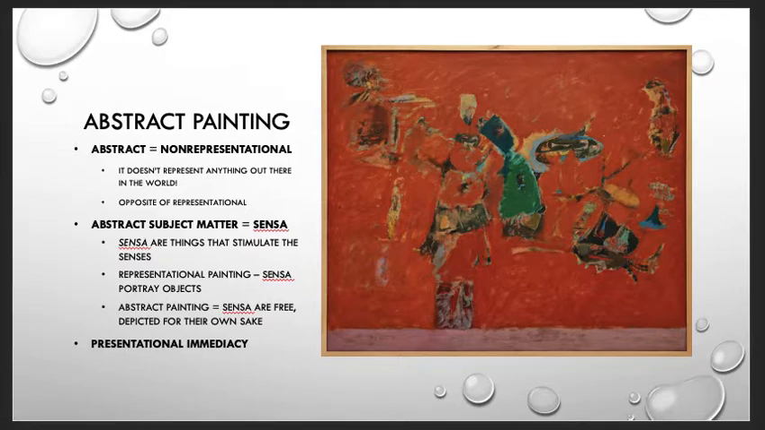So one of the reasons that people are frustrated by abstract work is because they don't feel it represents anything. Like, what is that supposed to be? It's a frequent question. Okay, so we can feel frustrated when we look at an abstract painting because we can't always figure out what it's supposed to be, meaning we don't understand its subject matter.